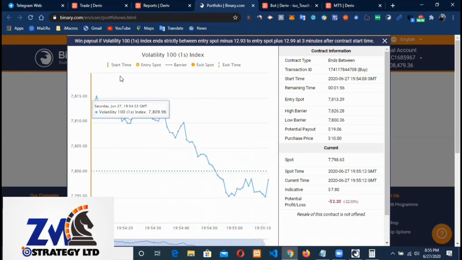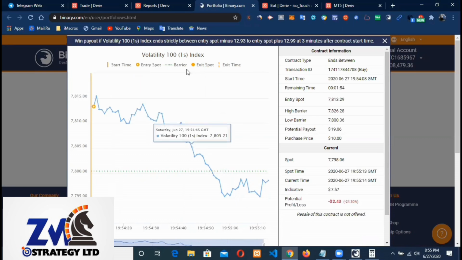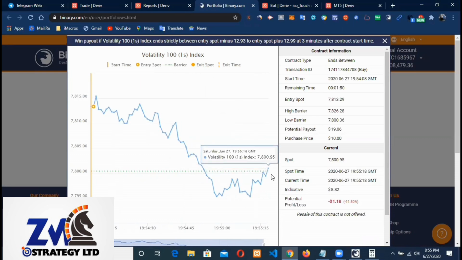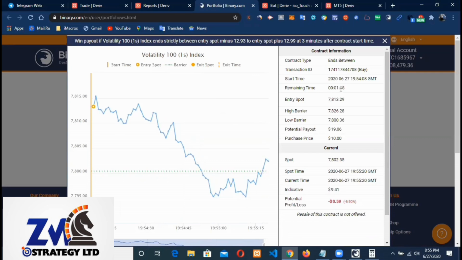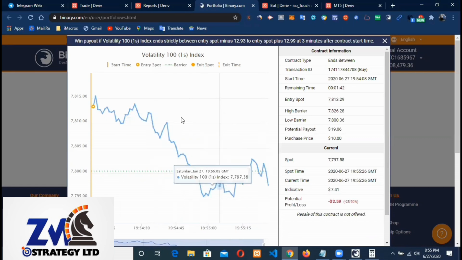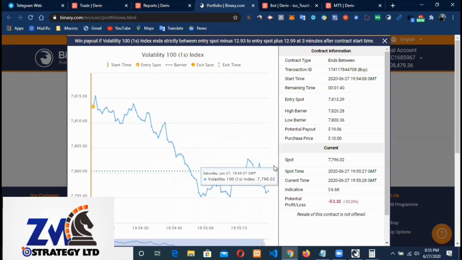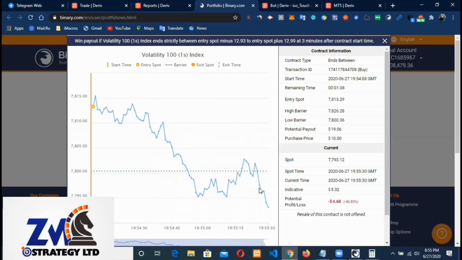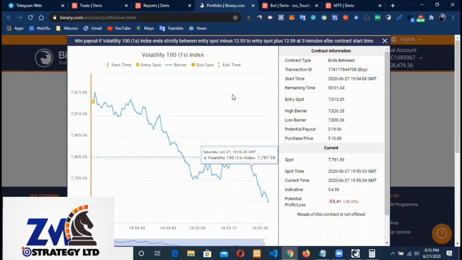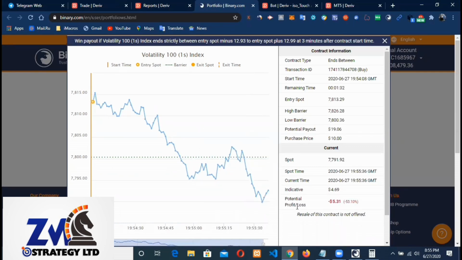Now there's also another barrier which is on the top. Now if, for example, before the time counts to 0 seconds the market moves to in between here, that means we are going to be on profit. But if it ends up below the lower barrier or above the higher barrier, we are going to lose the trade.